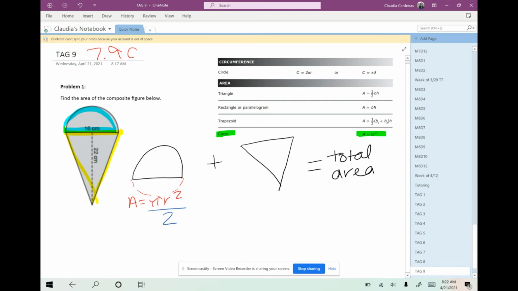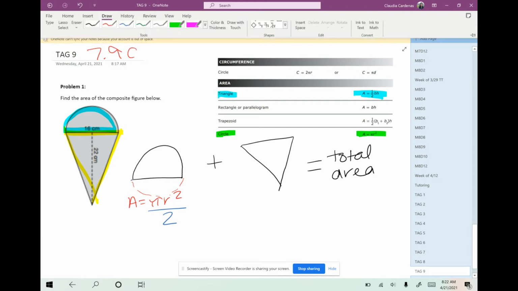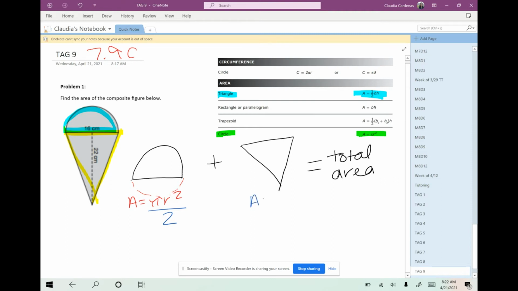So now that I've created my own formula to find the area of a semicircle, what would be the formula for the area of a triangle? If I look on my formula chart again, I see that it is A equals 1/2 base times height. I will write that below the triangle, and there's nothing new that I need to add to that, because that will get me the full area of the triangle.